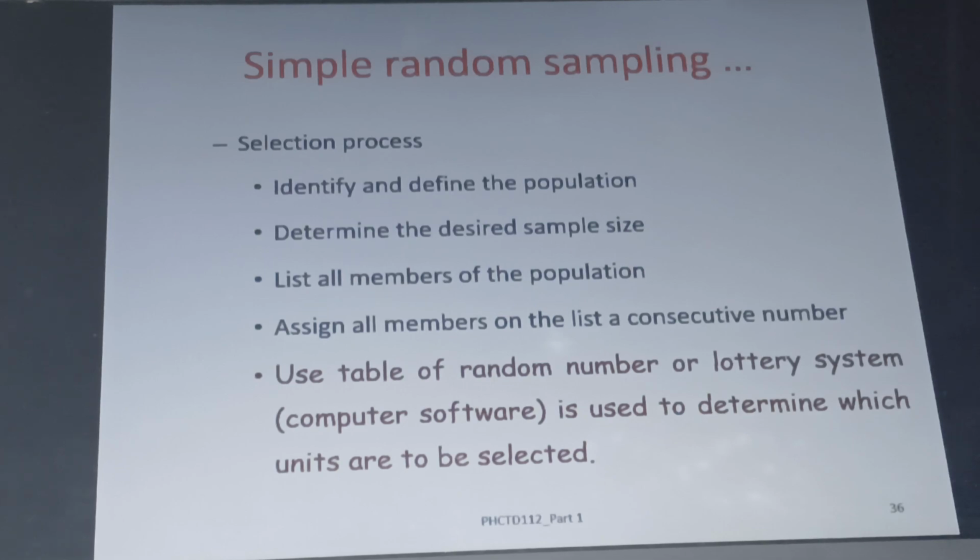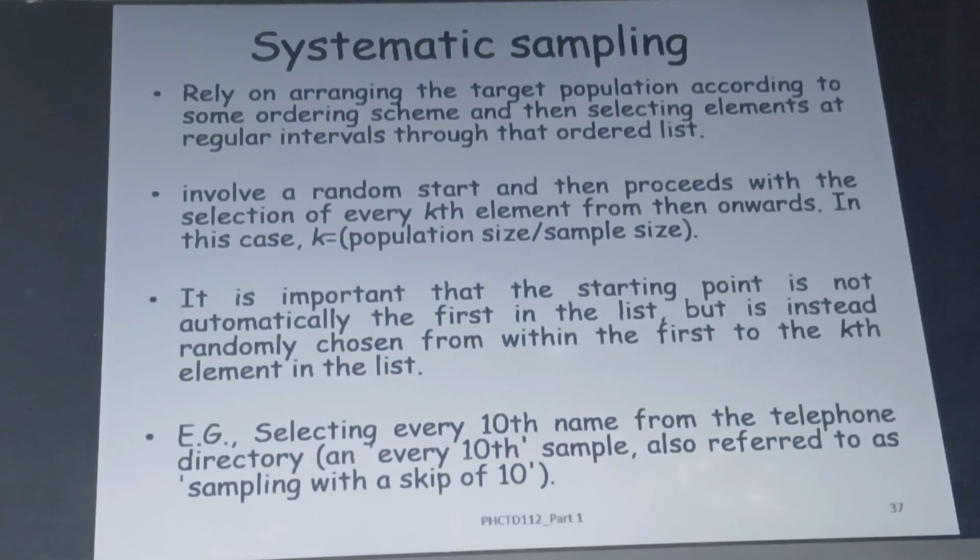Then you now assign all members on the list a consecutive number. Then you now use a table of random numbers or lottery system. Most times we have computer software that can help us to generate numbers. So with these numbers, you determine which units are to be selected from the whole population. So that's simple random sampling.